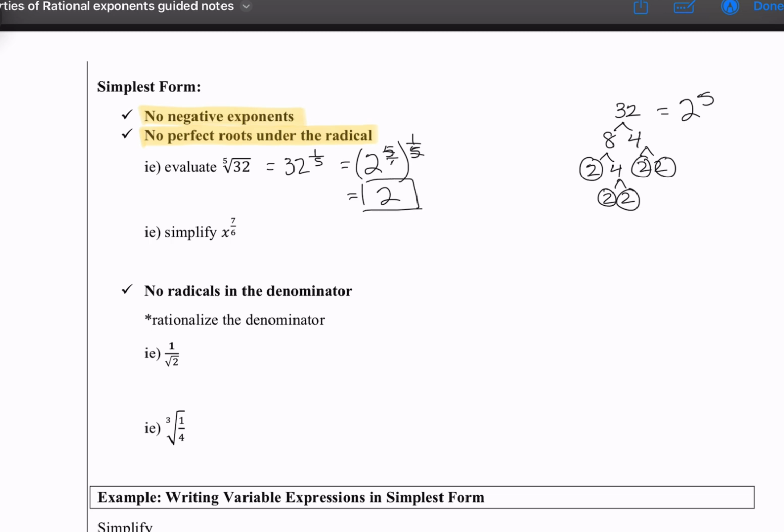Could you just go straight from here to here? Sure, if you know that. Okay, but where it gets tricky is when you're not dealing with numbers anymore, when you actually have these variables raised to these exponents.